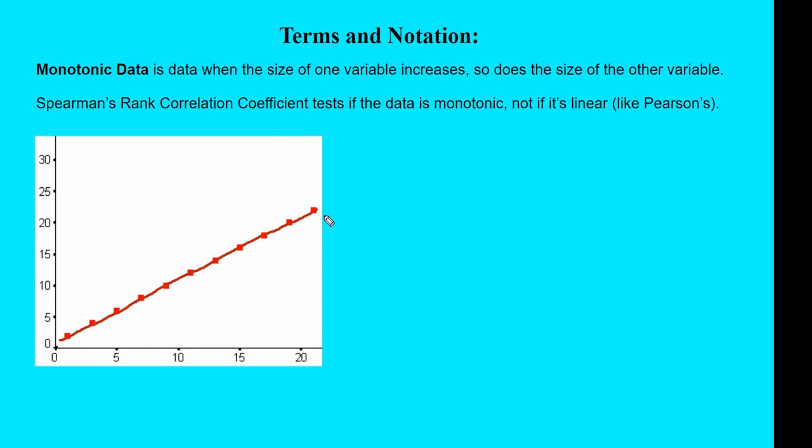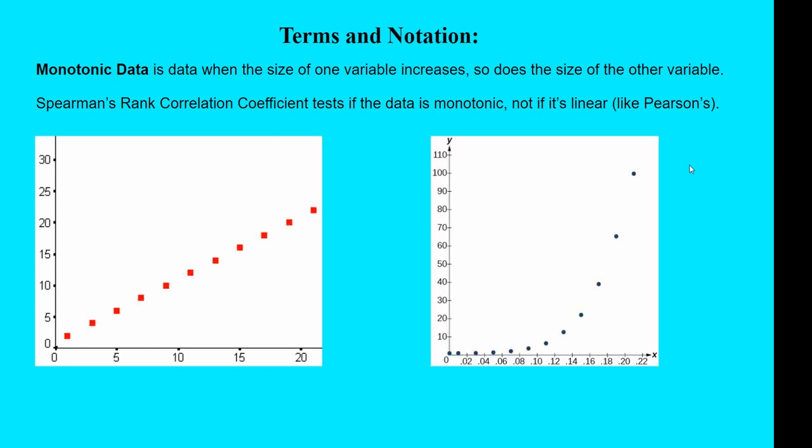Our r sub s value would also be perfect, because as our X values go up, our Y values also go up. And then as we go over, it goes up, it goes up. So again, as our X is increasing, our Y is increasing, and that's true for every single value. So this is both linear, which would be a strong relationship for Pearson's, but it's also monotonic, which would be a strong relationship for Spearman's. Let's look at another example.